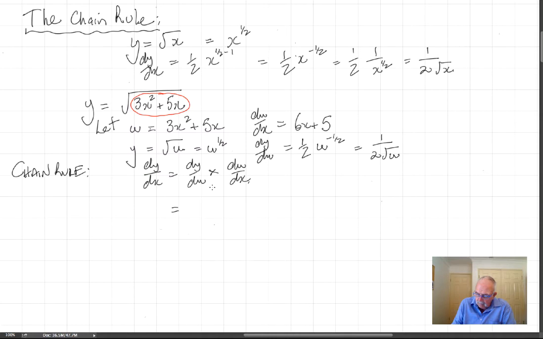So what was dy du was 1 over twice the square root of u times du dx from up here is 6x plus 5. Maybe a good idea to put that in brackets so we don't multiply by the 6x and forget about the 5. Okay, now our original, we were asked to find dy dx, so better write the question up here, find dy dx.